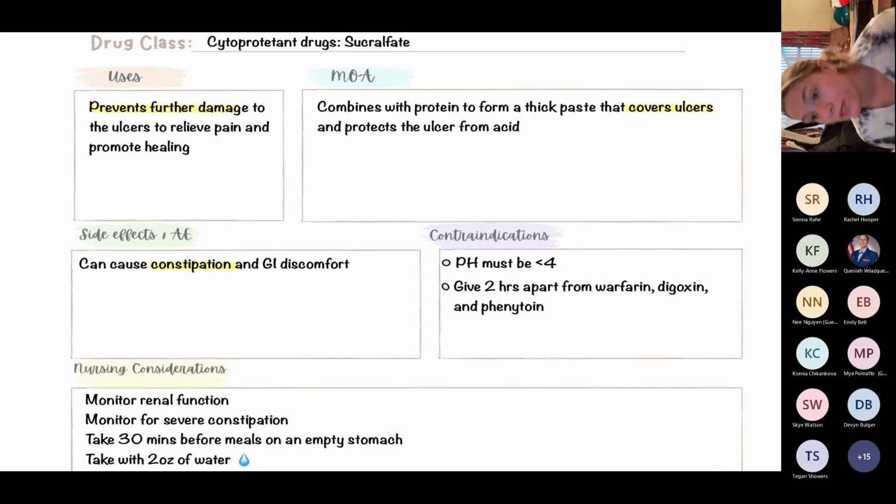Up next, we have our cytoprotectant drugs, which is sucralfate. Sucralfate doesn't do anything to the acid. What does it do? It helps coat and protect the ulcers to prevent further damage. However, a big issue is constipation, so we're going to monitor for that. And we take this drug before meals on an empty stomach. That way it can get down there, it can get to the ulcers, it can coat them, it can cover them, it can protect them, so that when we start putting some other stuff in them, they're going to be just dandy.